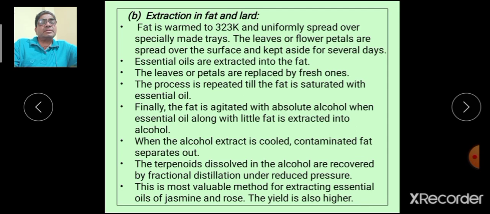This is the most valuable method for extracting essential oils. It is the most used method for extraction of essential oils from the flowers of jasmine and rose. And here the yield is also good, that is, higher.